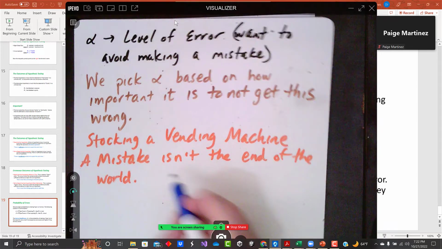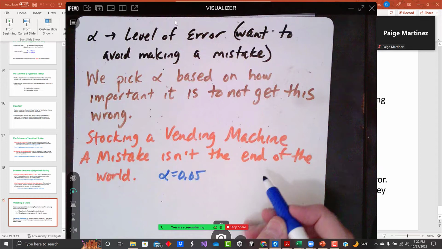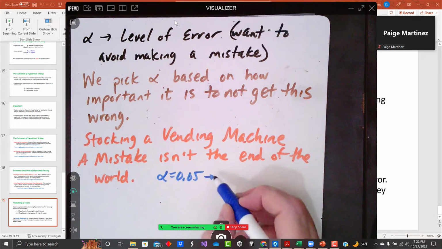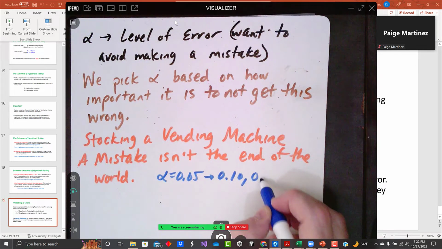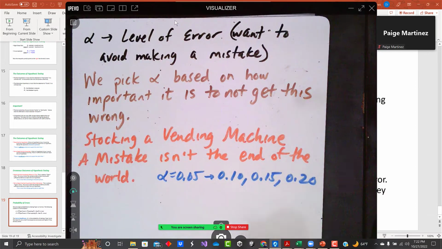So we could go with alpha equals 0.05, but that's fairly strong evidence. You might want to taper it off a little bit. You might want to do 0.1 or 0.15 or 0.20. You have more room for being wrong, but you'll be more precise in the results if you're right.